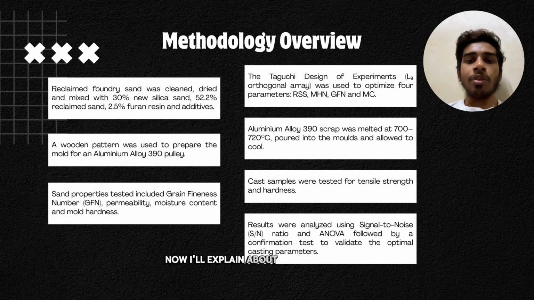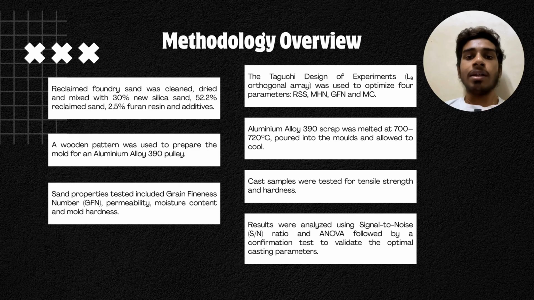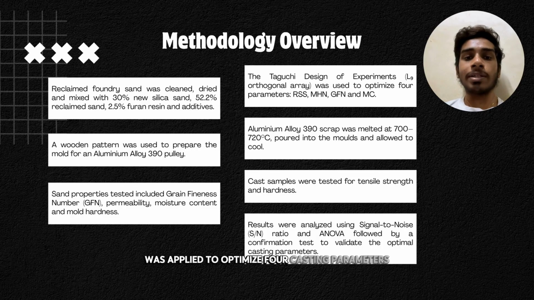Now, I'll explain the methodology overview used in this article. First, reclaimed foundry sand was cleaned, dried, and mixed with new silica sand, foreign resin, and additives to prepare the molding sand. Then, a wooden pattern was used to produce the mold for the aluminium alloy 390 pulley. Next, the Taguchi L9 design of experiments was applied to optimize casting parameters such as resin content, mold hardness, grain fineness number, and moisture content.